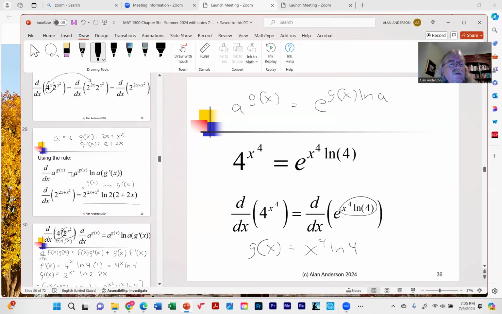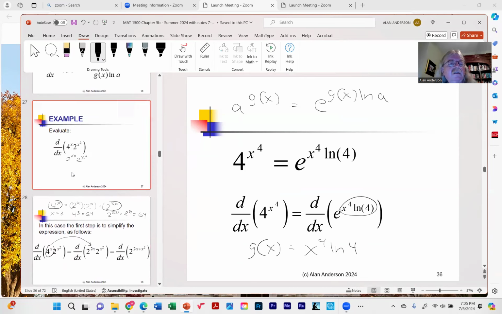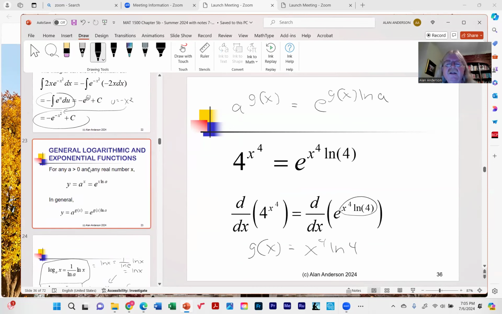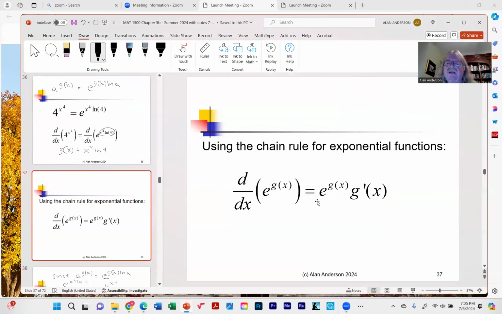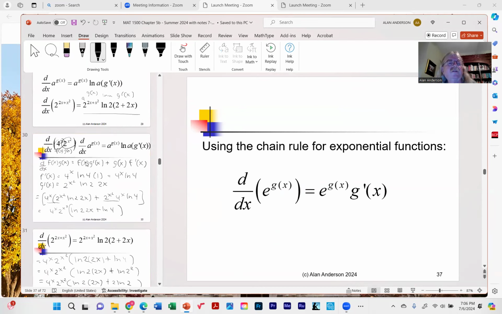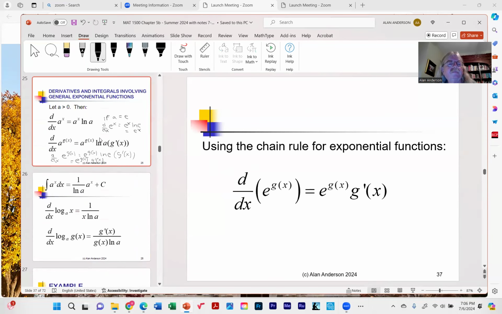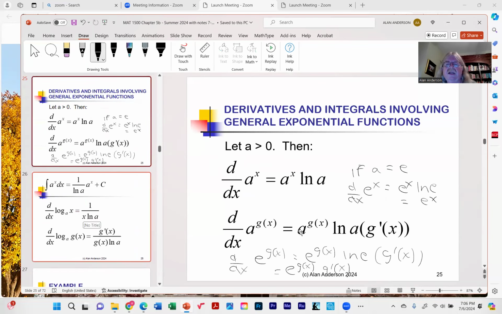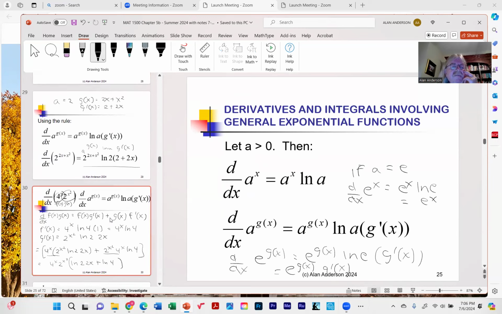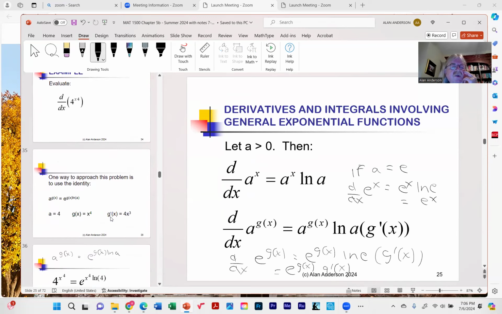So let's go back to our list of rules. Do we have one here? Yes, we do, but it's way, way back. Here it is: e to the g of x times g prime of x. In other words, by writing it like this, we're using this rule instead of one of these rules back here. We could have used this one directly. Whether this is simpler or not is a matter of opinion, but let's try it this way.